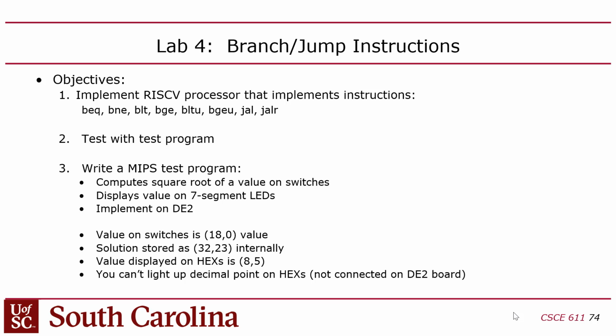Now this is a little weird though because the switches are allowing you to specify an integer, a whole number, right? But the square root of a whole number is most likely going to be a fractional number, right? So the problem is we're going to put a whole number in, calculate the square root, and we want it to somehow show us the fractional result of that.